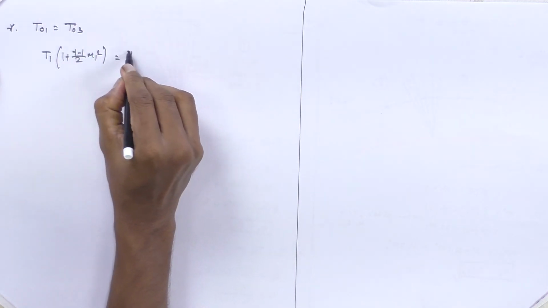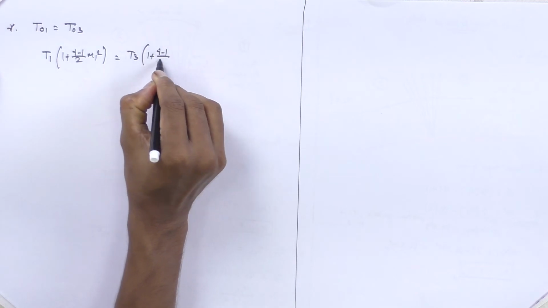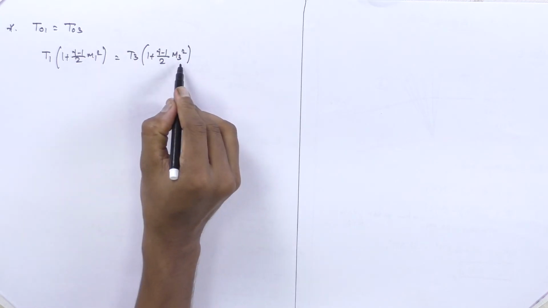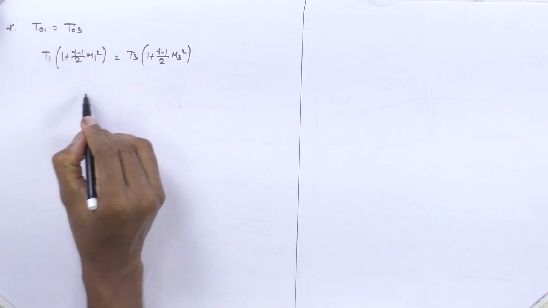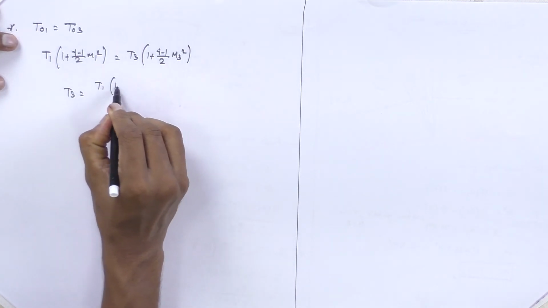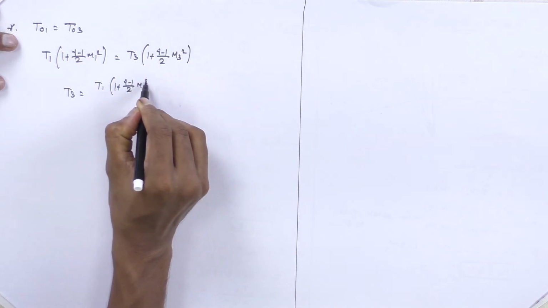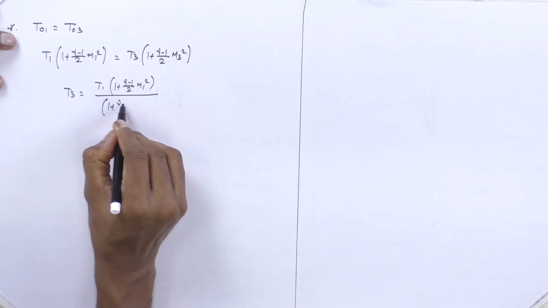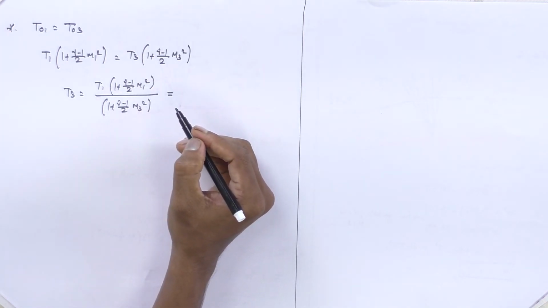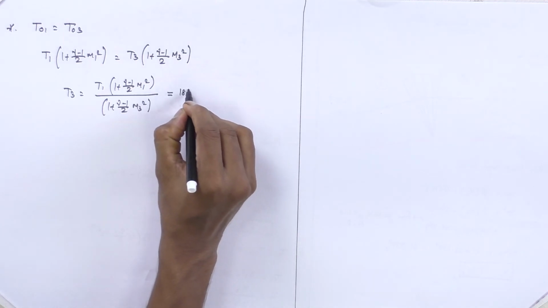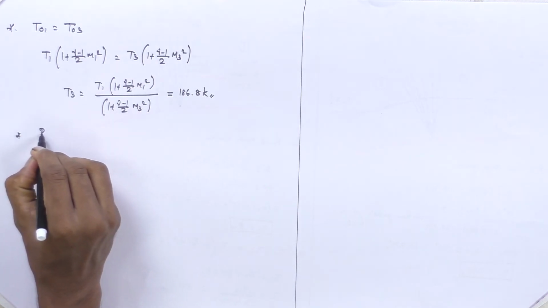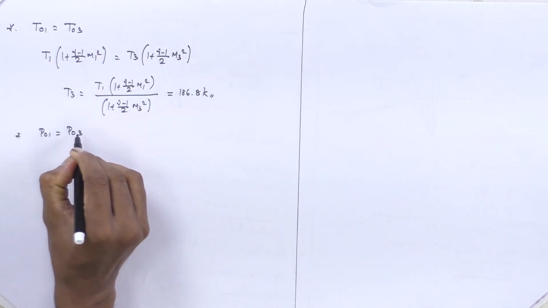Similarly, T03 can be written as T3 into 1 plus (gamma minus 1) by 2 M3 squared. Here we know the values of T1, M1 and M3, so we can easily calculate the T3 value. T3 will be equal to T1 into 1 plus (gamma minus 1) by 2 M1 squared, divided by 1 plus (gamma minus 1) by 2 M3 squared. After the calculation we will get this value as 186.8 Kelvin.